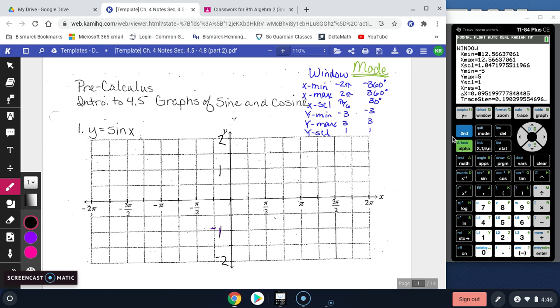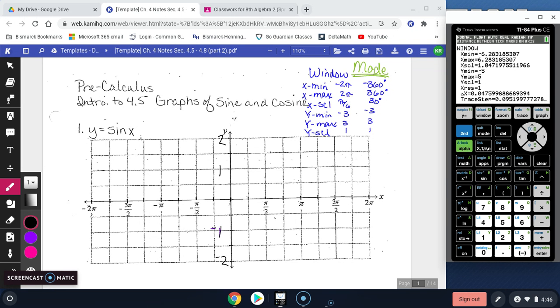So I will change those. Now, in your x min, if you go -2 pi, I'm going to go -2, then second to get my pi. As soon as you enter and advance to the next line, it's going to change it to a decimal. You know that pi is approximately 3.14, so our 2 pi and our -2 pi is going to be about 6.28.